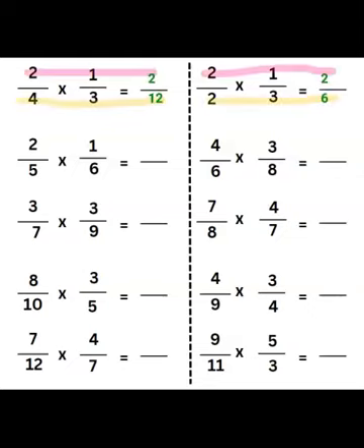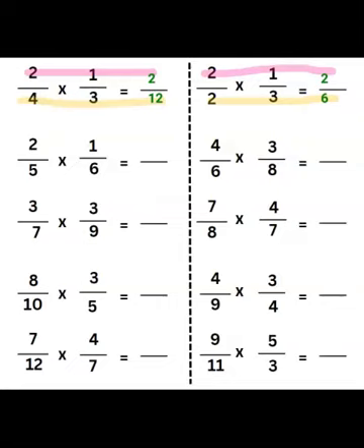On our first example, 2 times 1 equals 2. That's our numerators or our top numbers. Then 4 times 3 equals 12, which is our bottom numbers or our denominators. So our final answer is 2 over 12 or 2/12.